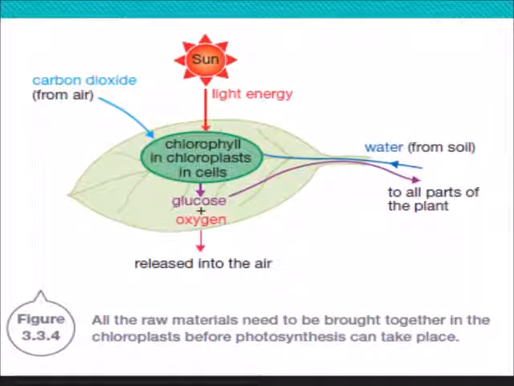And if we look at this picture, it just quickly shows that the sun shines on the chlorophyll in the chloroplasts. It produces glucose and oxygen when the sun is shining, and then the water comes up from the soil, from the xylem, and then the glucose is shipped around the plant in a little piping called the phloem.